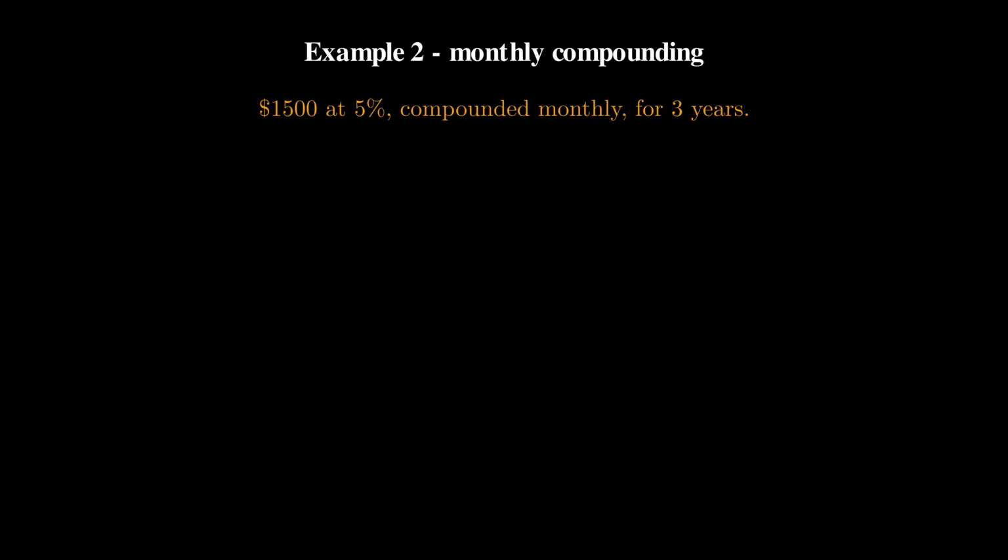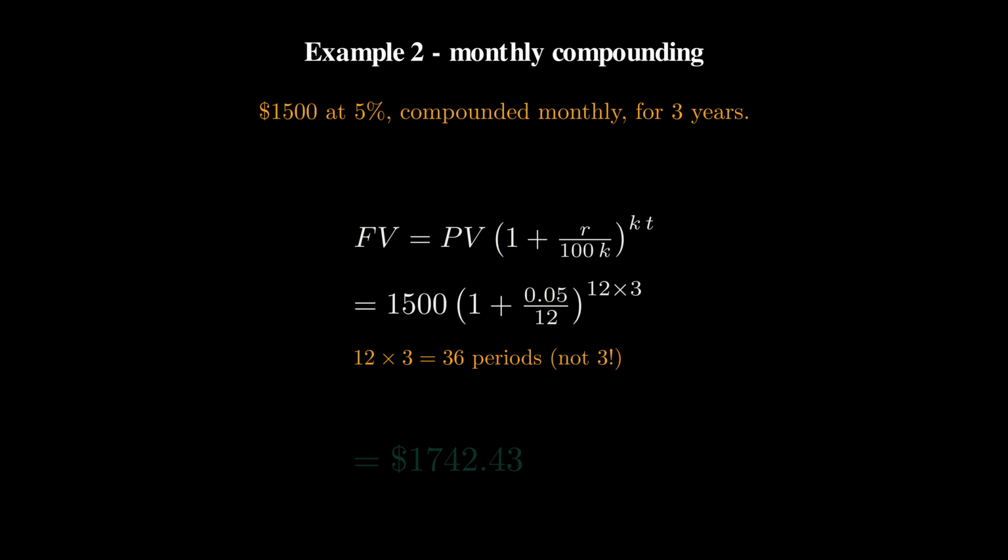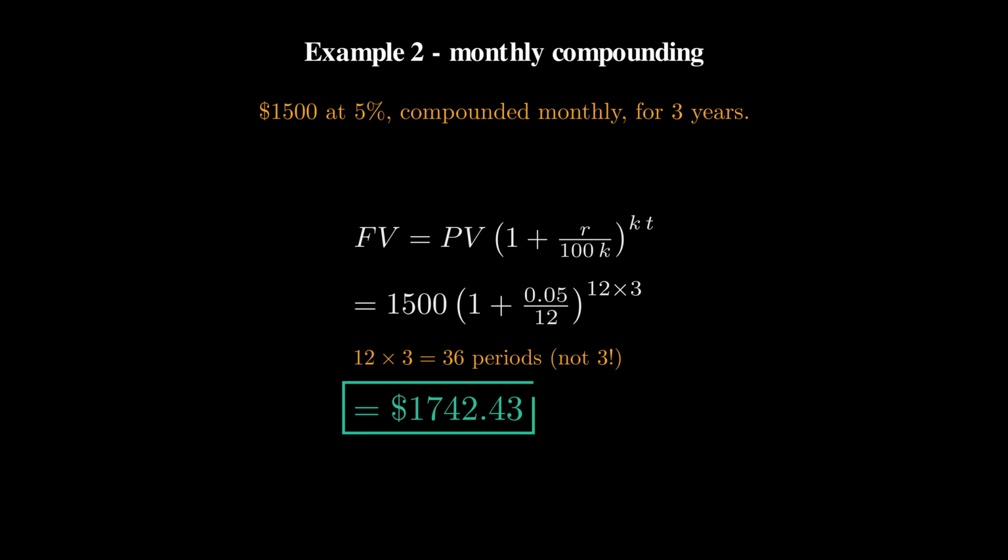$1,500 at 5%, compounded monthly for 3 years. Now we need the general formula with k periods a year. The rate per month is 5% over 12, 0.05 over 12. And here's the trap that catches half the room. The power is k times t, 12 times 3, which is 36 periods, not 3. Keep every digit until the end, and it comes out to $1,742.43.